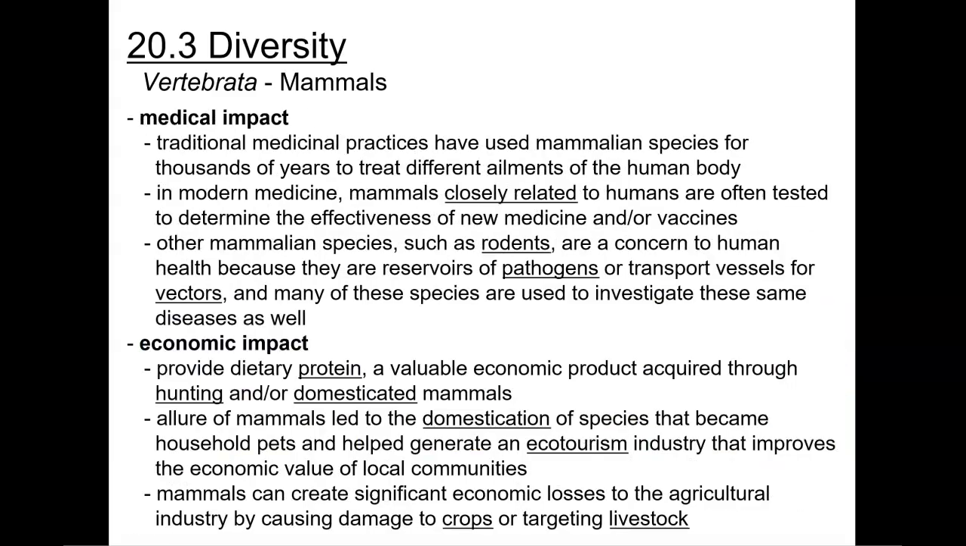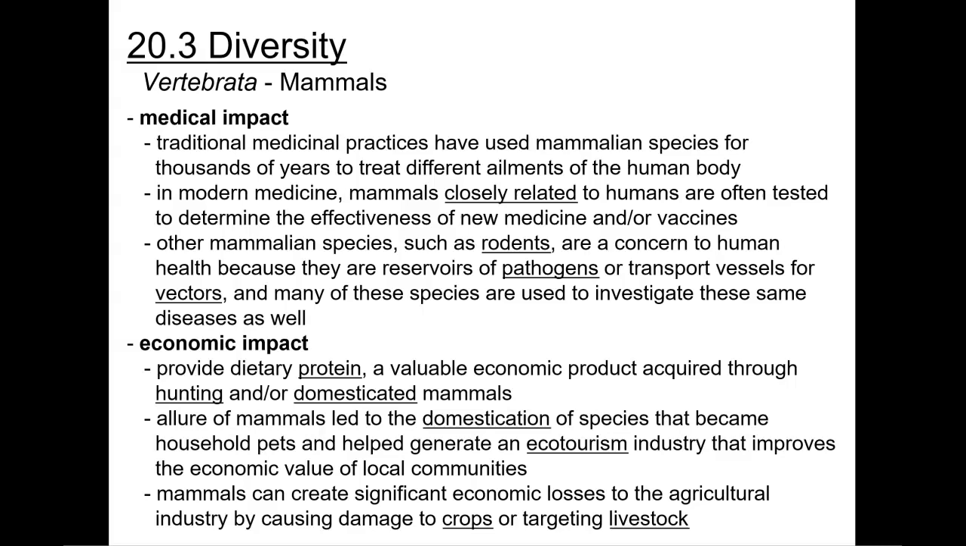Medical impacts. Traditional medicine practices have used mammalian species for thousands of years to treat different ailments of the body. In modern medicine, mammals closely related to humans are often going to be used to test and determine the effectiveness of new medicines and vaccines. Other mammalian species, such as rodents, are going to be common in human health because they are reservoirs for pathogens and transport vessels for vectors. Many of these species are going to be used to investigate the same disease as well.